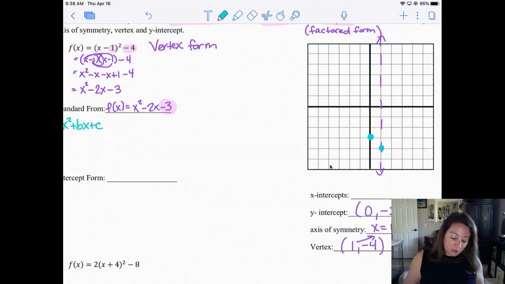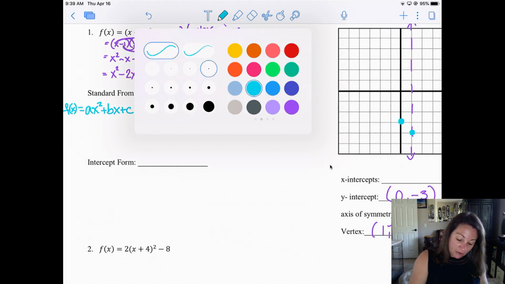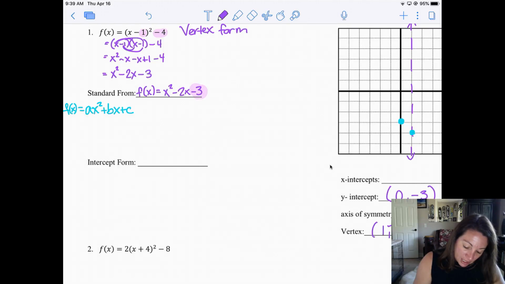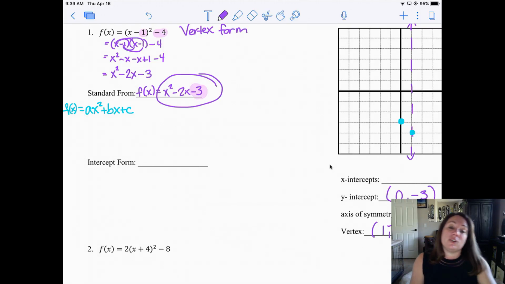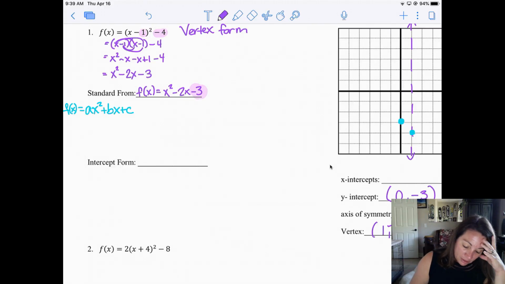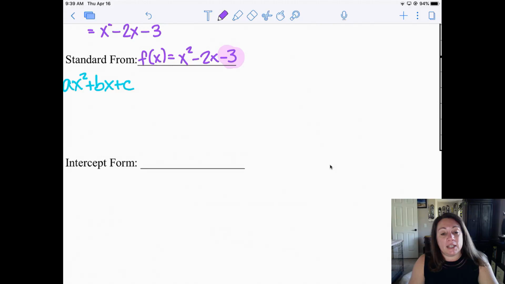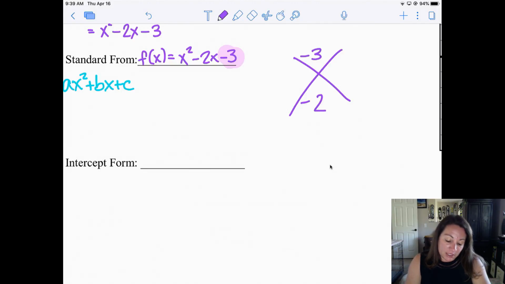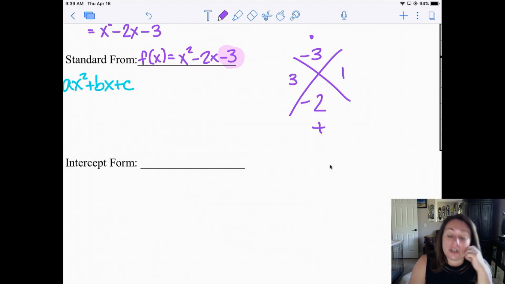Okay, now let's move on to changing this guy from standard form to factored form or intercept form. In order to do that, I just take this x squared minus 2x minus 3 part, and I factor it. So if I'm doing that, I'm asking myself, this is a trinomial, right? So I have to find two factors that will multiply to -3, but add to -2. Now there's only two factors of -3 anyways, and that's going to be 3 and 1. In order to make their product negative, one of them has to be negative. In order to make their sum negative, like -2, I have to have the larger value, 3, be negative. -3 plus 1 is -2.